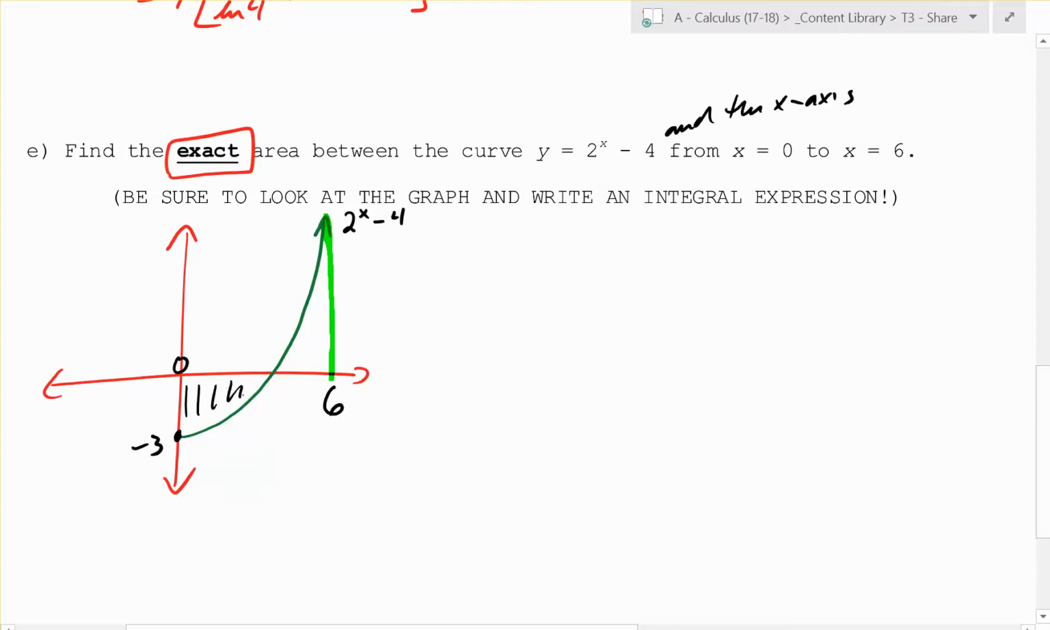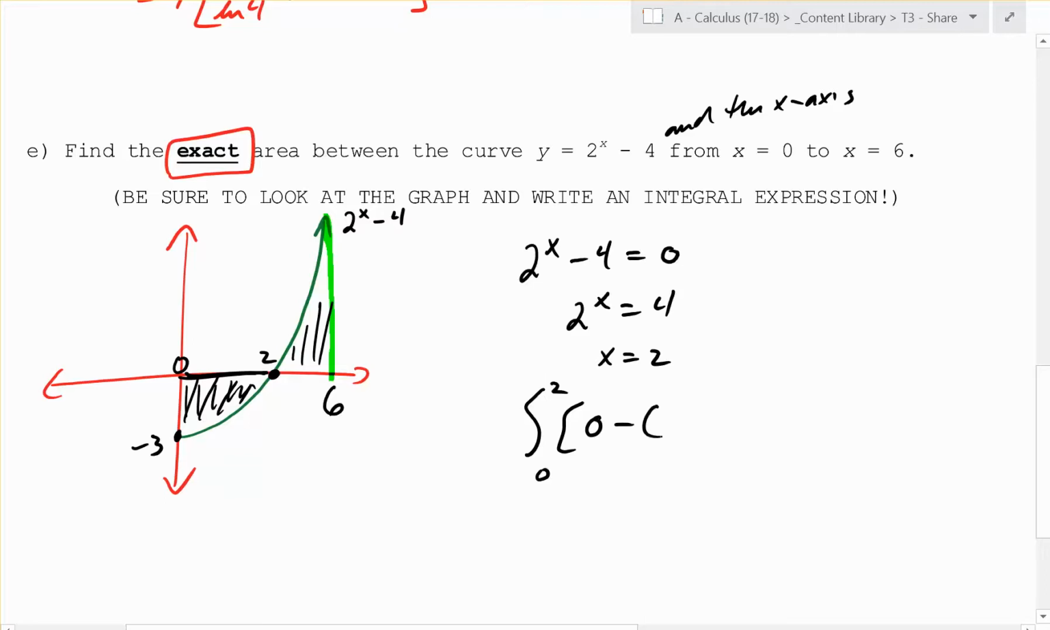So we have to go from here to here. It's going to hit 0, and then it's going to change which is the upper function. So we have to do the integral from 0 to whatever that intersection is. When does 2 to the x minus 4 equal 0? Well, that's when 2 to the x is equal to 4, so that's when x is equal to 2. So from here to here, what's the upper function? 0 is the upper function. So we're going from 0 to 2 of 0 minus 2 to the x minus 4.